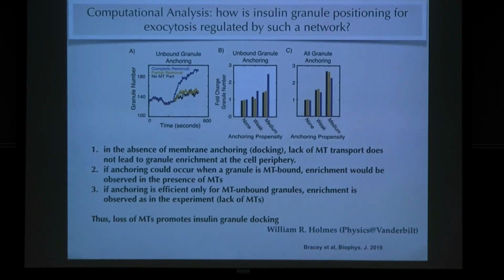And when I say loss of microtubules, in our experiment it is loss of all microtubules, but in physiological conditions it could be loss of microtubules in just a particular site close to the membrane, in the process of normal microtubule destabilization by high glucose. This is already my interpretation.